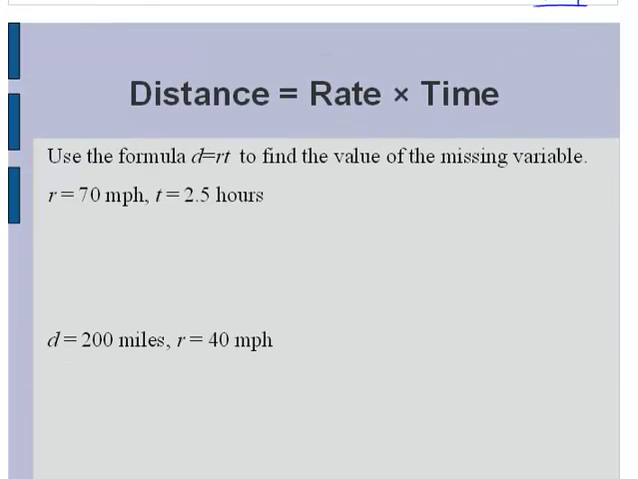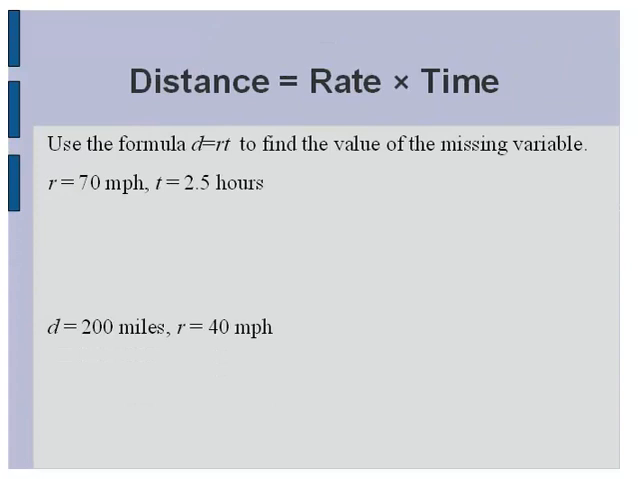All right, a formula you should probably know now is that distance is equal to rate times time, as long as we are given a constant rate.